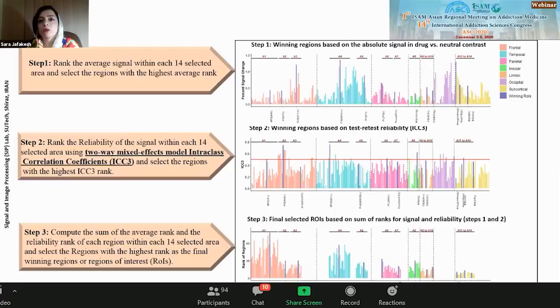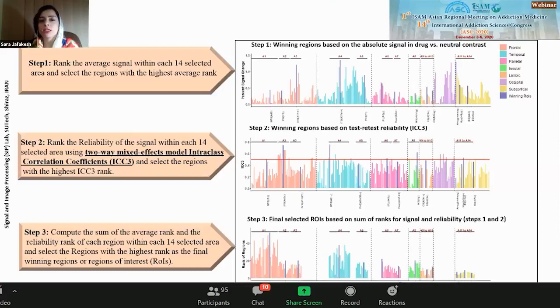First, we calculate the absolute values and rank them within each area. We can see the result of the absolute values ranking in the above plot. And the winning regions here we show with dark blue.